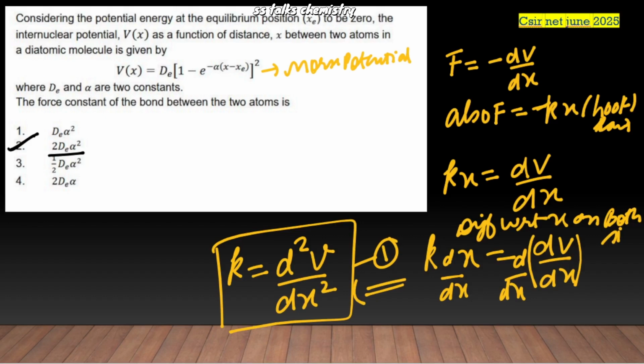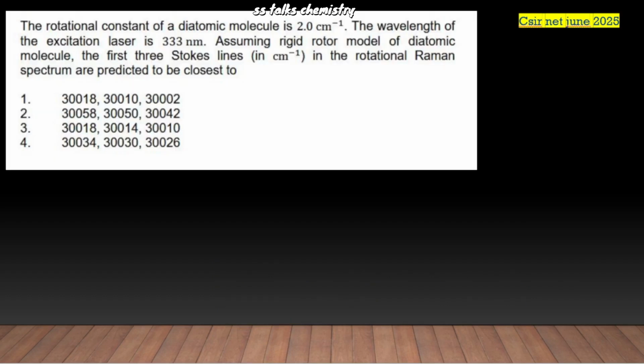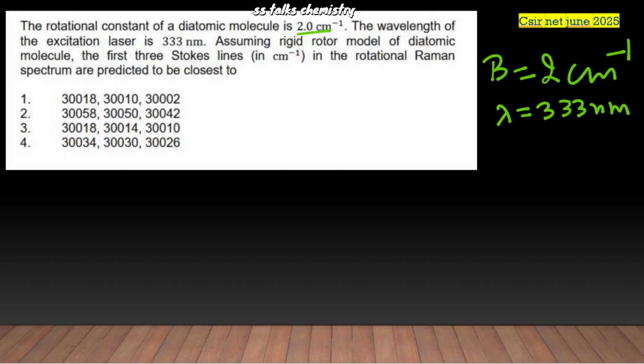Now the next question you have: the rotational constant of a diatomic molecule is 2 cm inverse. That means the B value is 2 cm inverse. The wavelength for the excitation of the laser, lambda value is given, which is 333 nanometers. Now the frequency, wave number basically, in units of centimeter inverse, is 1 by lambda. So for the incident radiation, you can find the wave number.